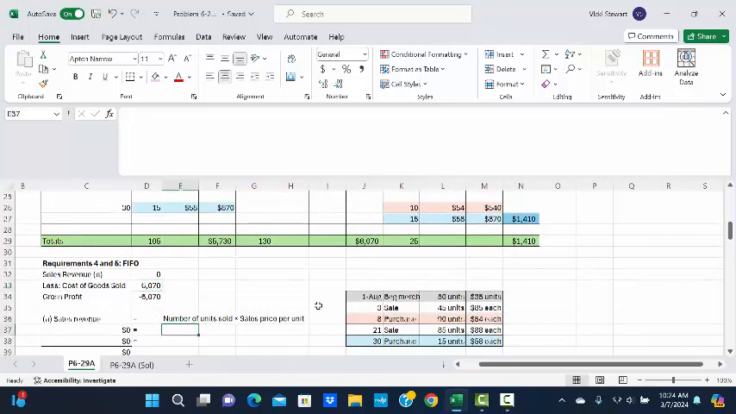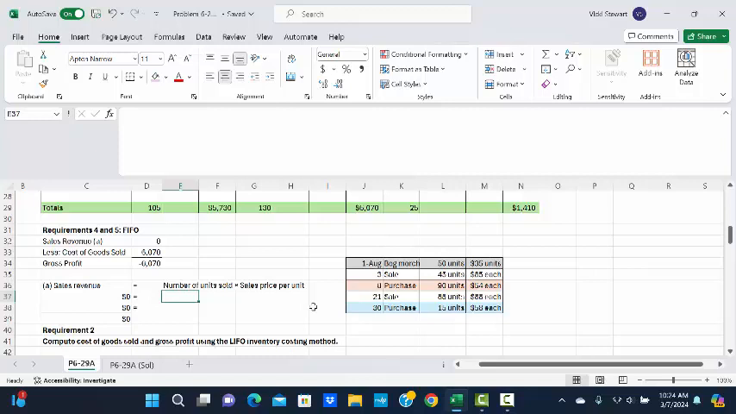To compute the gross profit, we first need to compute the revenue. So the problem told us that on August 3rd, we sold 45 units and we sold those for $85 each. Then on the 21st, we sold 85 units at $88 each. So that information is coming from what we were given in the problem. So when we extend those amounts, we get $3,825 for the August 3rd sale and $7,480 for the August 21st sale, and total revenue for the month of August of $11,305.